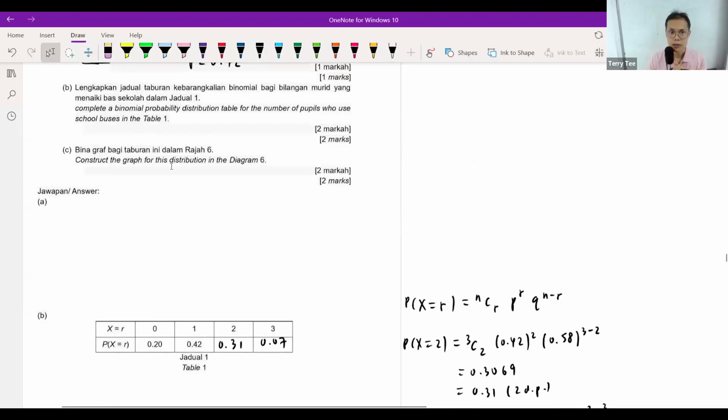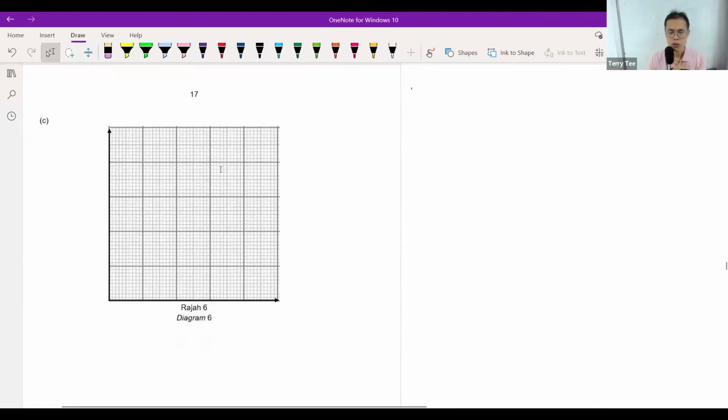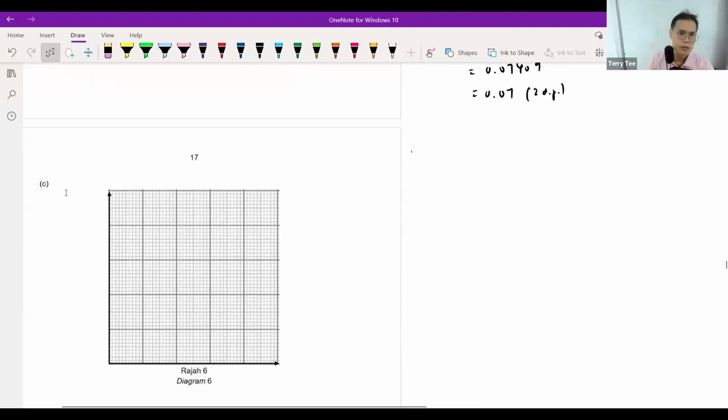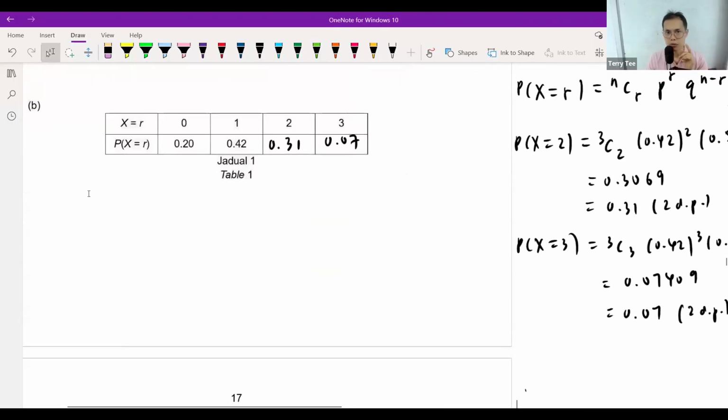Okay, so I'm going to use this to plot the graph. You're supposed to construct the graph of this distribution. So the first one is, okay, let me just draw. The first thing to do is the scale. We need to use maximum, as you can see, 0.42.